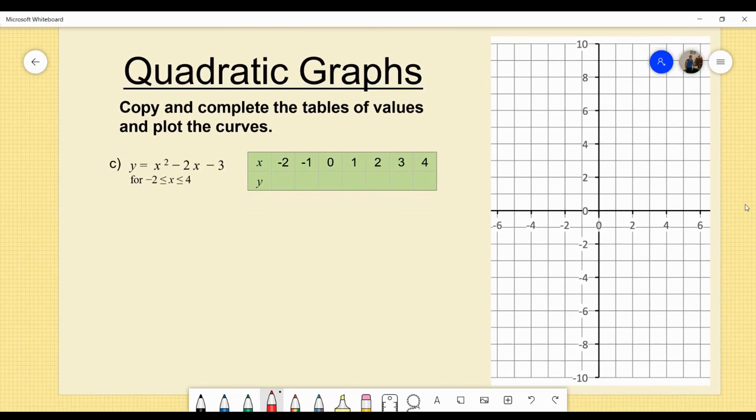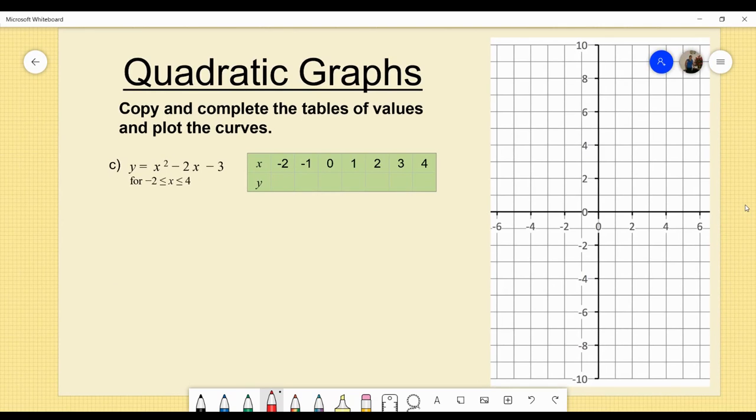Okay, so we're just making it slightly harder again. This time, wherever there is an x, and there's more than one, I'm going to put in the brackets just to show what I'm doing. And this time it's for the values from minus 2 up until 4. So it's y equals brackets squared minus 2 brackets minus 3.